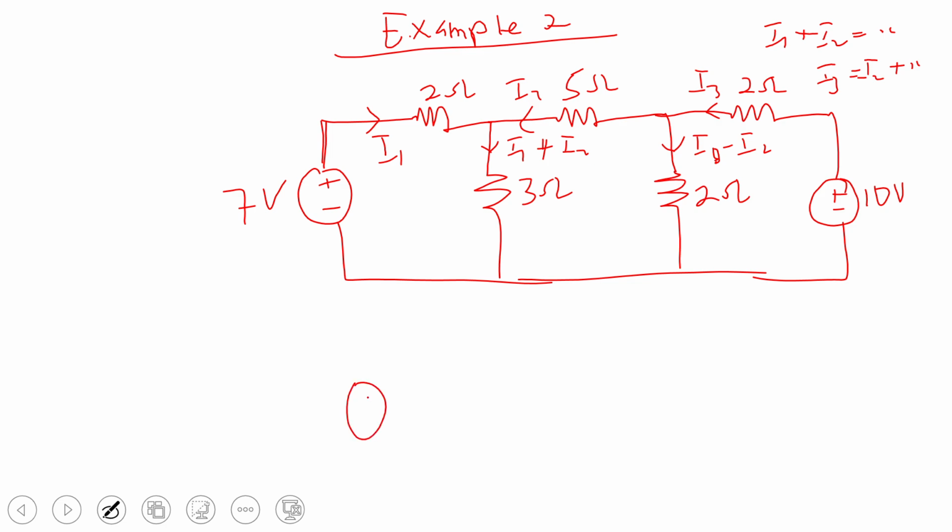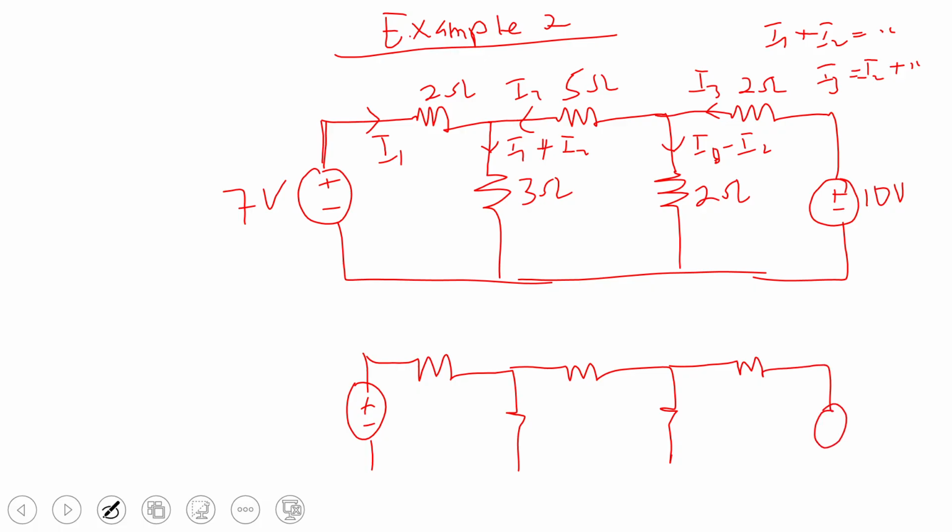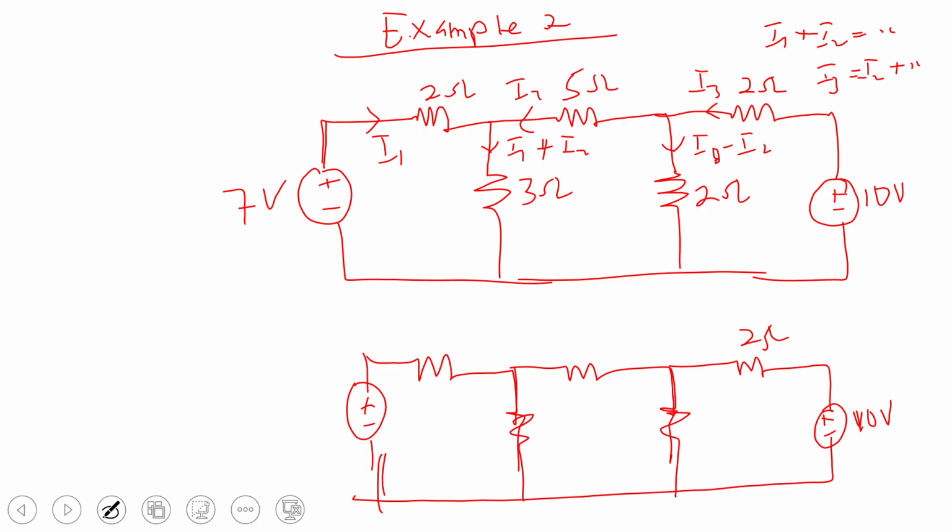Let me just redraw this question, where I have 7 volts here, and I have my 10 volt here. I have my 2 ohm here. So here too is 2 ohm, 3 ohm, and 5 ohm here, 2 ohm here, and 7 volts.